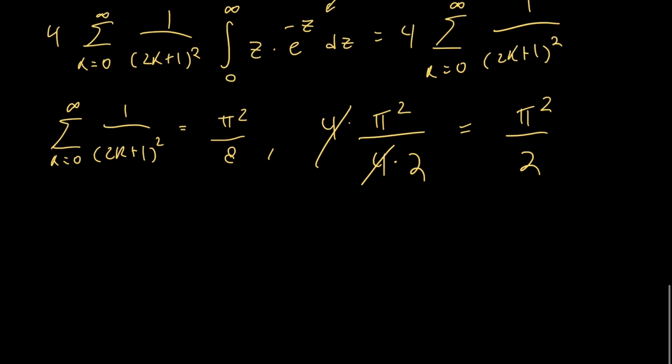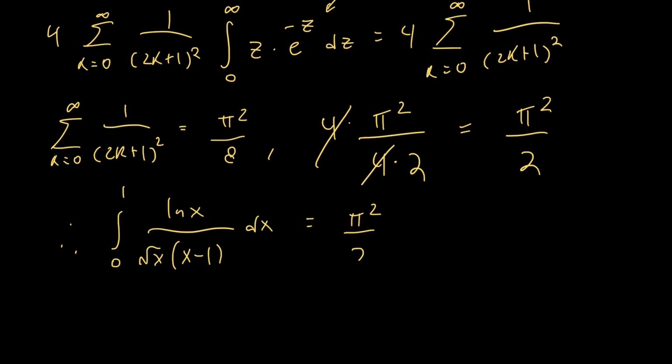So now we can say that, therefore, the integral from 0 to 1, the natural log of x divided by the square root of x times x minus 1 dx is equal to pi squared over 2. And so this is the final result.